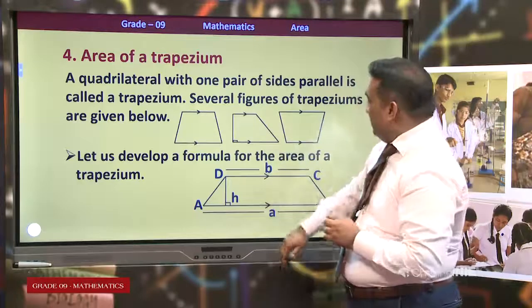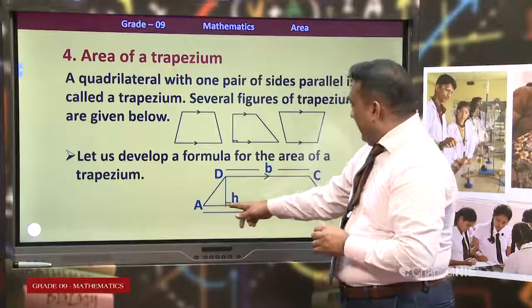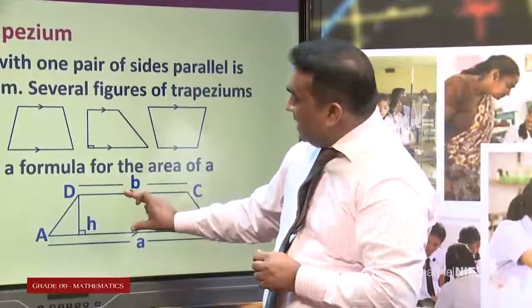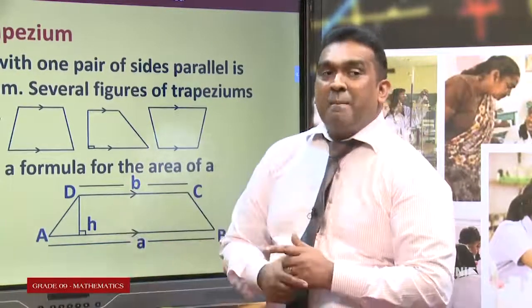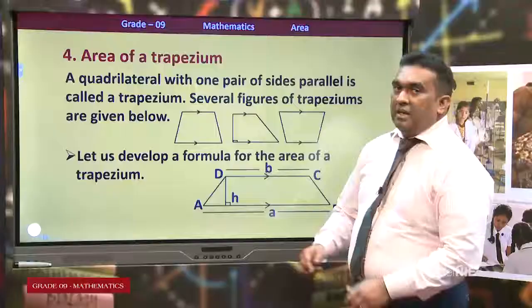Here also we consider AB and DC as parallel lines. You can see that AB is larger than CD. The length of AB is simply a, DC is simply b. The gap or distance between these parallel lines is h. This h is considered as the perpendicular height. Okay.